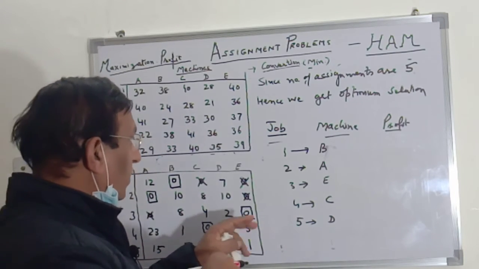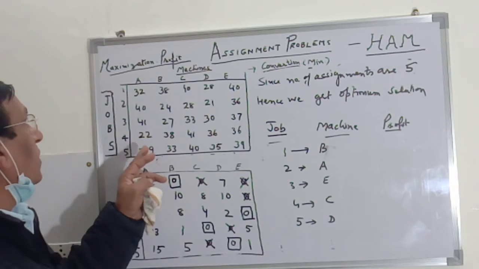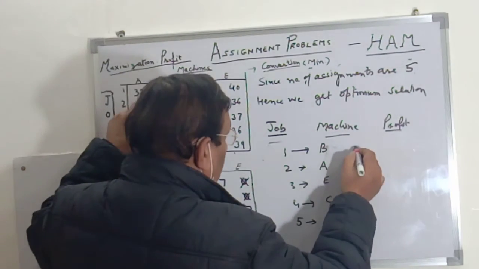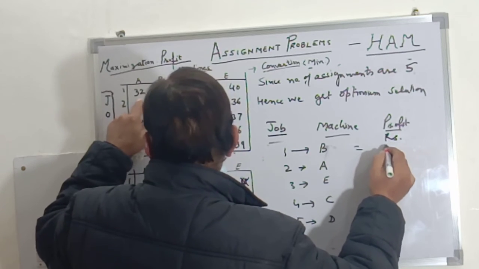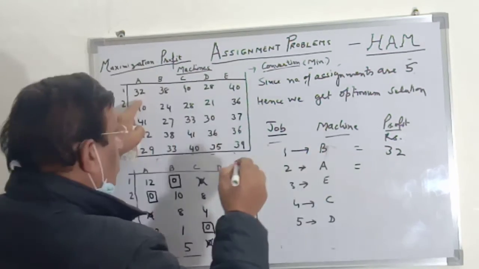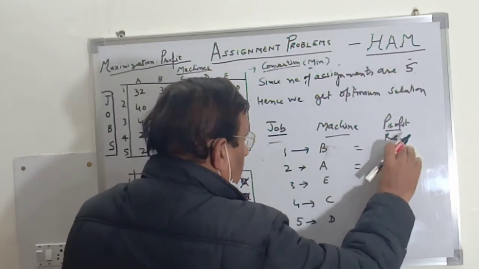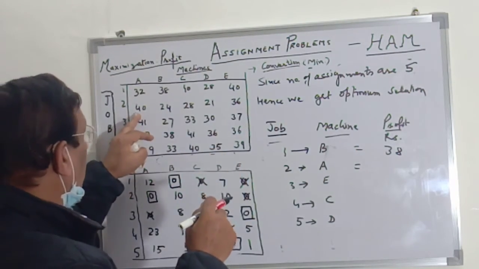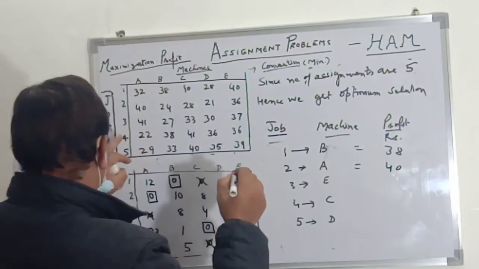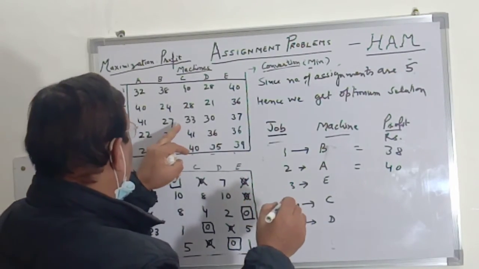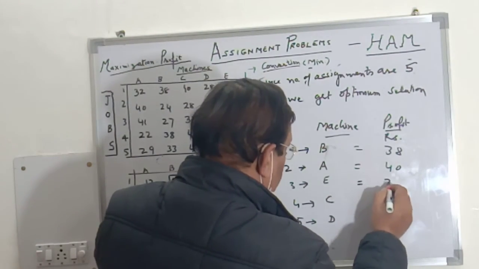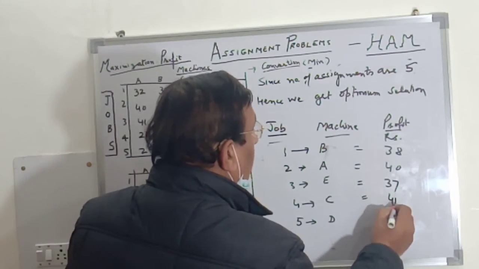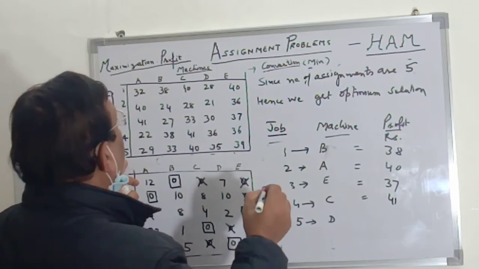and the profit you have to check from the original table of maximization profit. 1A, so profit in rupees is 32. 1B, profit is 38. 2A, profit is 40. 3E, profit is 37. 4C, profit is 41. And 5D, D is 35.